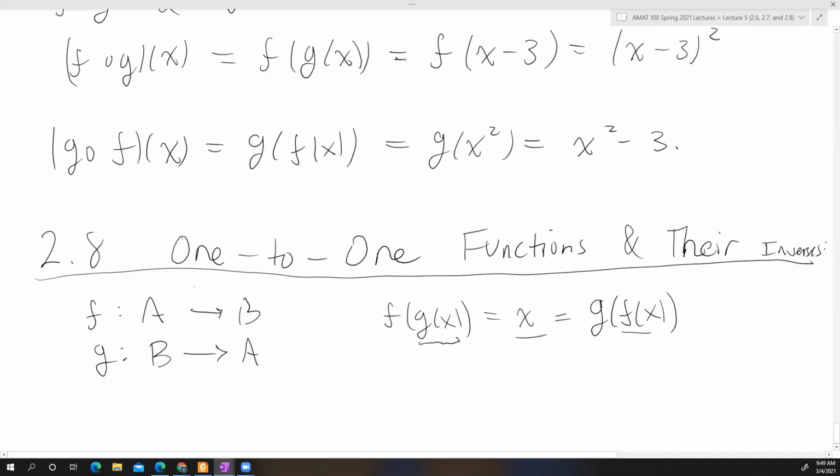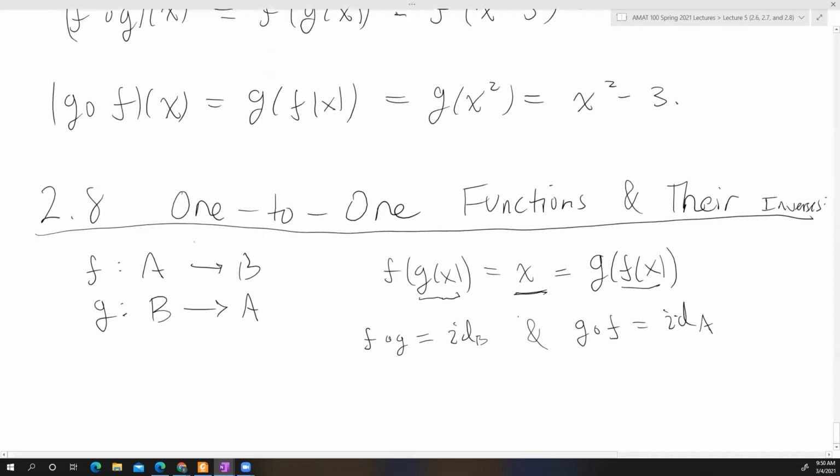The idea is that if you apply f to x, you apply the rule associated to f, and then you apply g to f of x, then it undoes it. It gives you back x. And a more concise way of saying this is that f compose g is the identity function on B, and g compose f is the identity function on A.